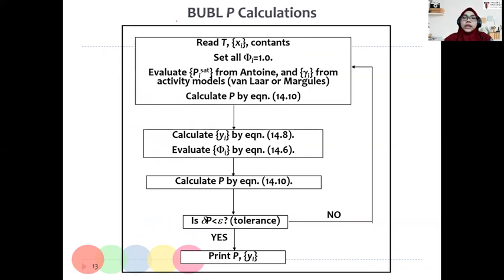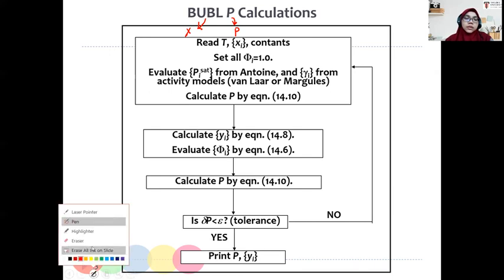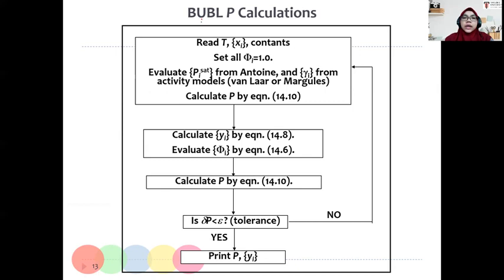This is the summary in calculating the bubble P. For bubble P, that means the composition in the liquid is given and we need to find the pressure. The temperature will also be given here. So we can evaluate the saturation pressure using the Antoine equation, and after that, we can calculate the value of P. So P equals the summation of xi, gamma i, Pi saturation.